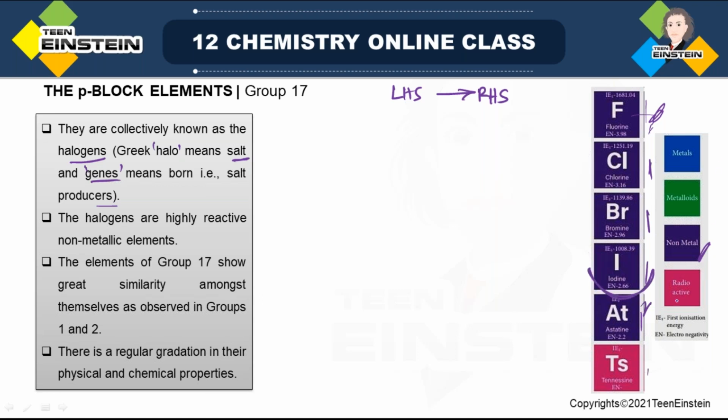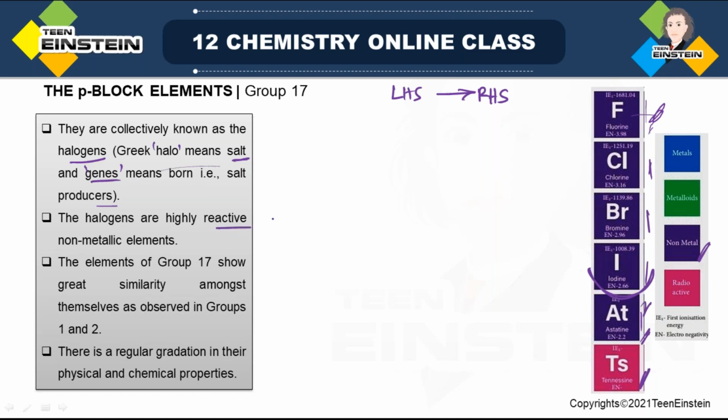So here from the color we can understand that up to iodine all are non-metals, and these two are also radioactive, but two colors are not possible to show simultaneously, so only one color is shown. But remember, they are radioactive. Okay, and this one, it is synthetic. Its natural presence is not there.